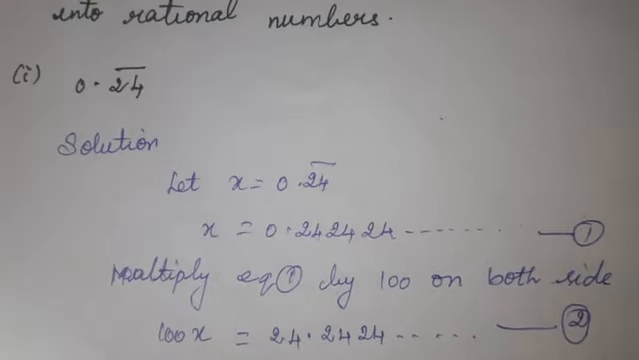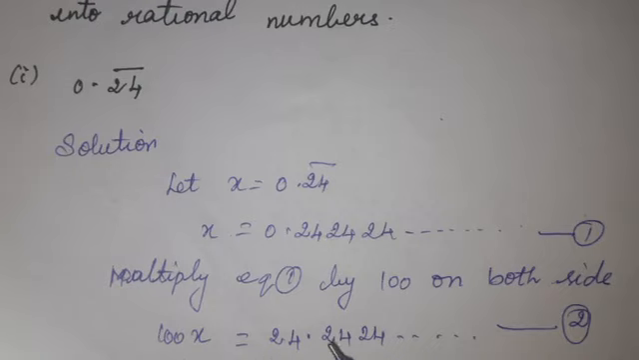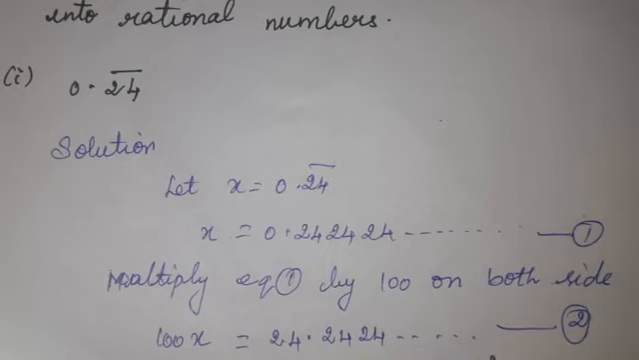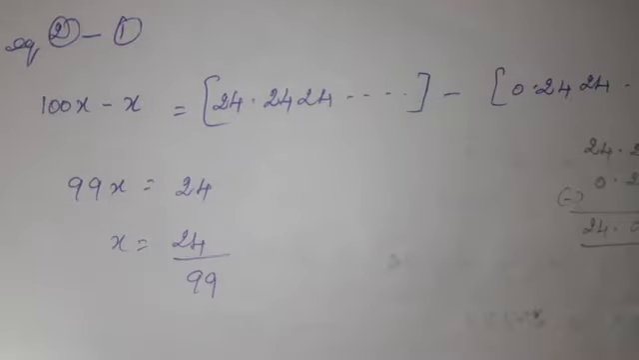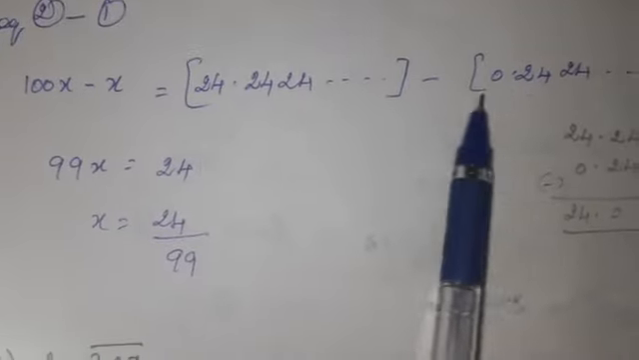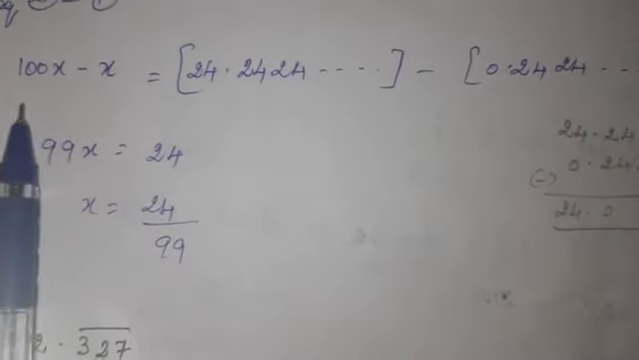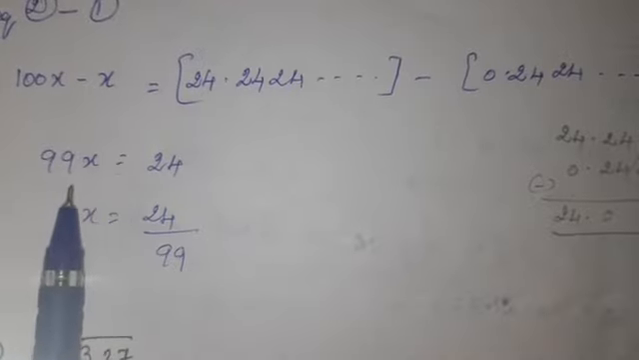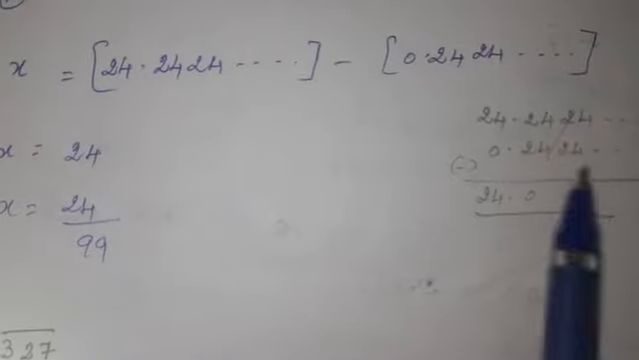The next step is subtracting equation 2 minus 1. When you subtract, the LHS you subtract separately and the RHS you subtract separately. That means 100x minus x is equal to 24.2424 etc. minus 0.2424 etc. Now 100x minus x means 100 minus 1 times x. You will get 99x is equal to, this I am doing in the rough column.